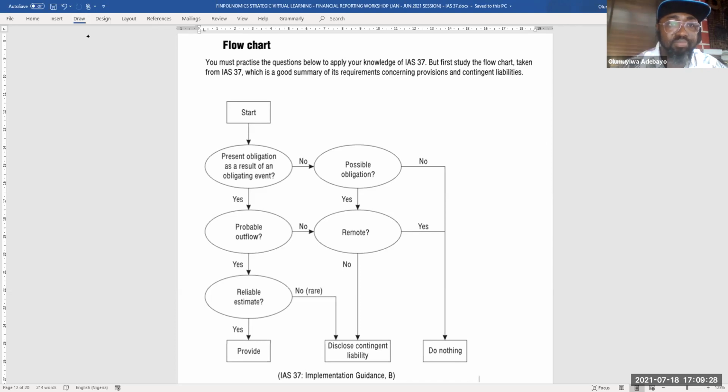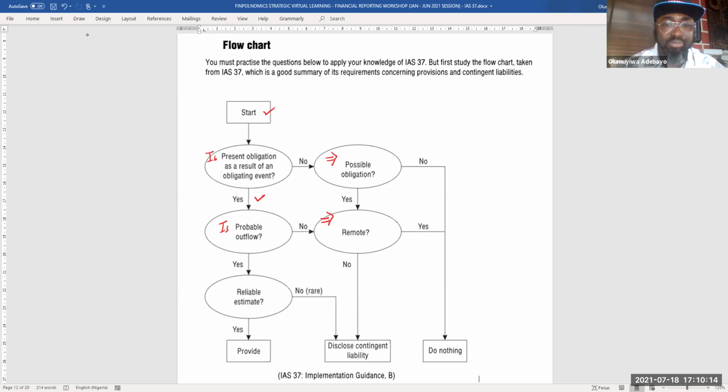At the start point, you ask yourself a question: is a present obligation, as a result of an obligating event, in existence? If there is no present obligation, you move to ask another question, because if there's no present obligation, there might be a possible obligation. But if there's a present obligation, you move downward to ask: is it probable that it will result in an outflow of economic benefits? If you say no, you come to this level, but we'll come back to the no.